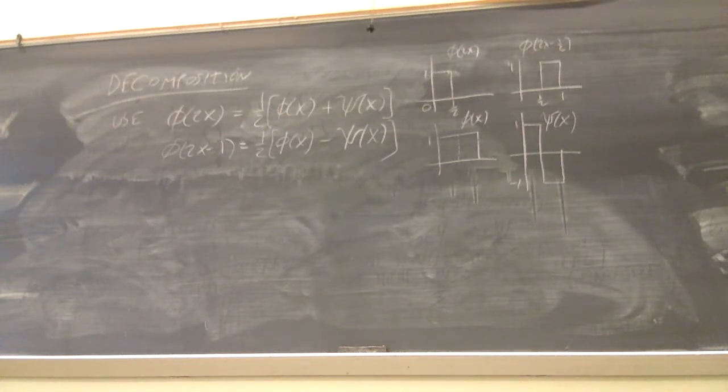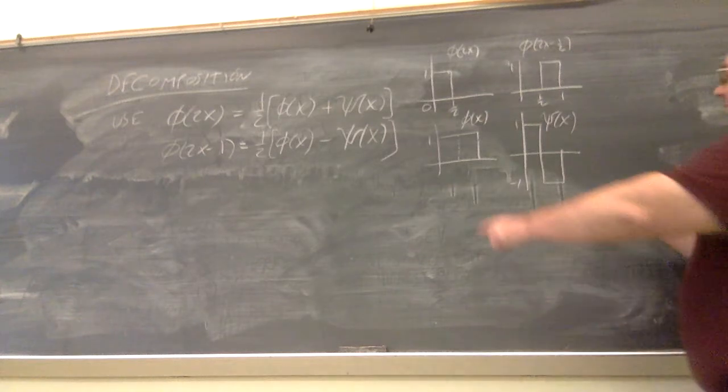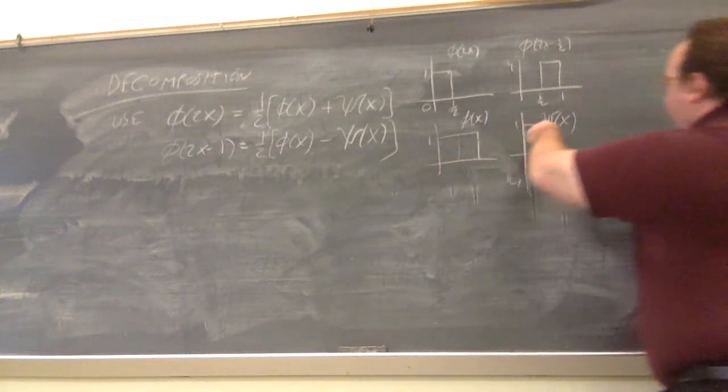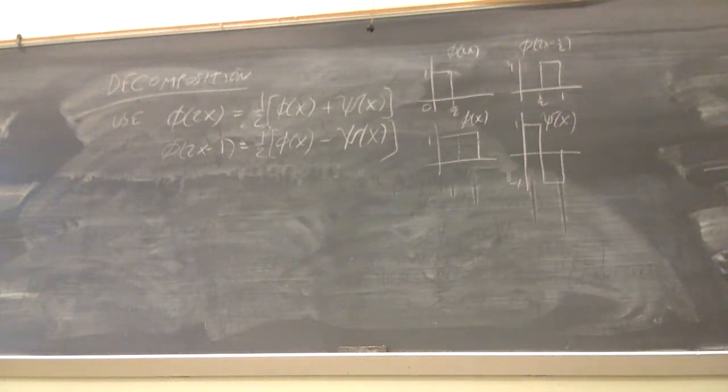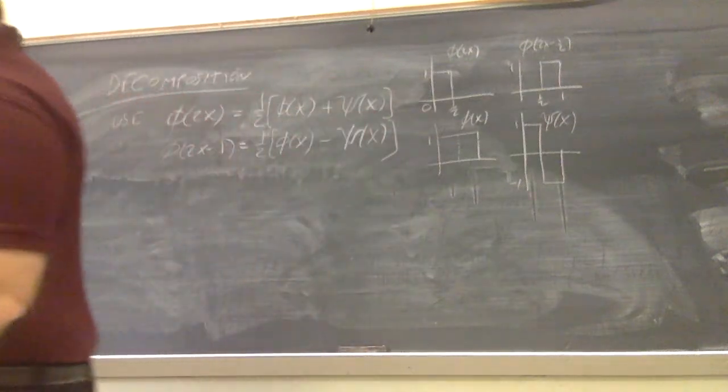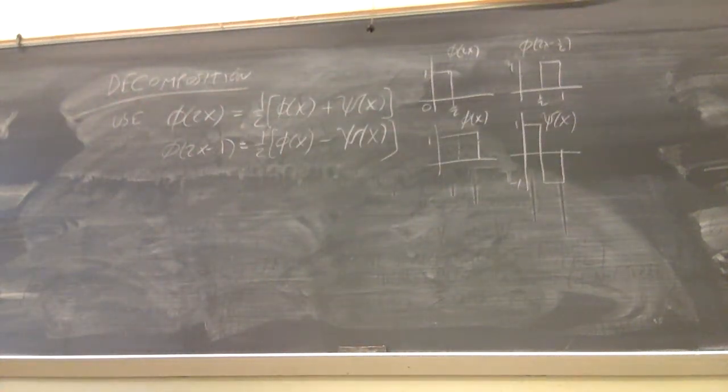Similarly, if we subtract them, left halves cancel. By subtracting psi, the right halves add together to give us something here. If you really want to, you can just work this out algebraically, looking at points between 0 and 1/2 and points between 1/2 and 1. But I think that the picture is helpful here.